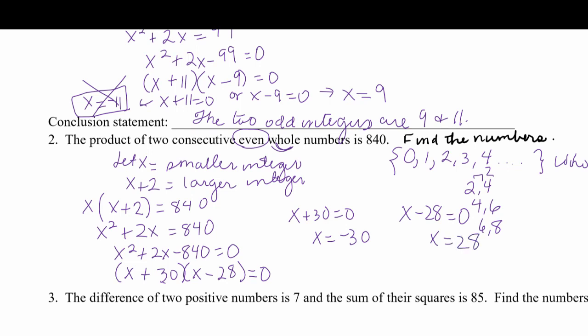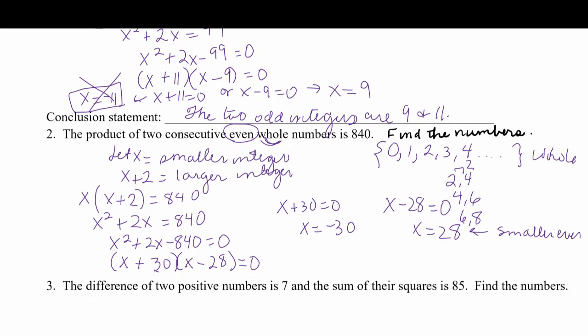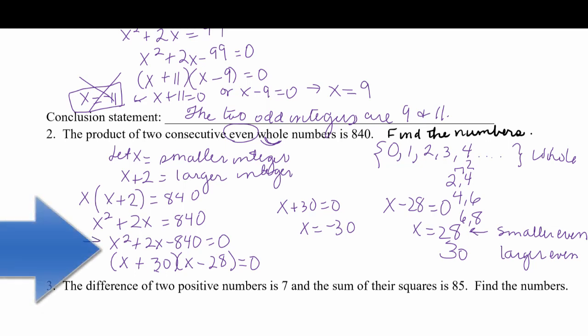And so this is our smaller even integer. So our larger integer, add 2, and that would be 30. So our pair of integers are 28 and 30, and they multiply to 840. By the way, if you couldn't see this factoring easily with the big number, with the 840, then I just want to remind you that you can use the quadratic formula for this quadratic, and you'll get the same answers, 28 and 30.